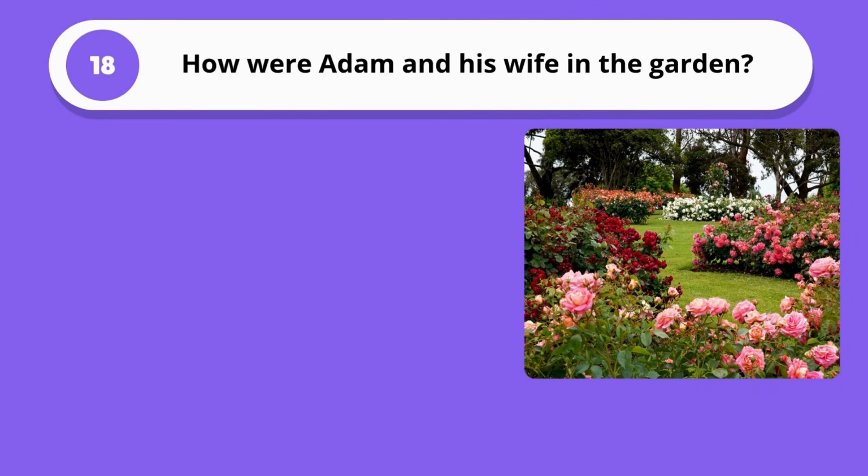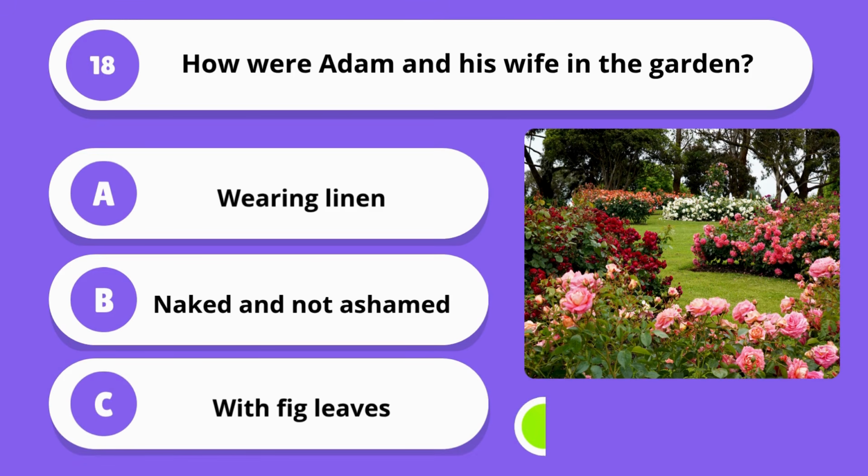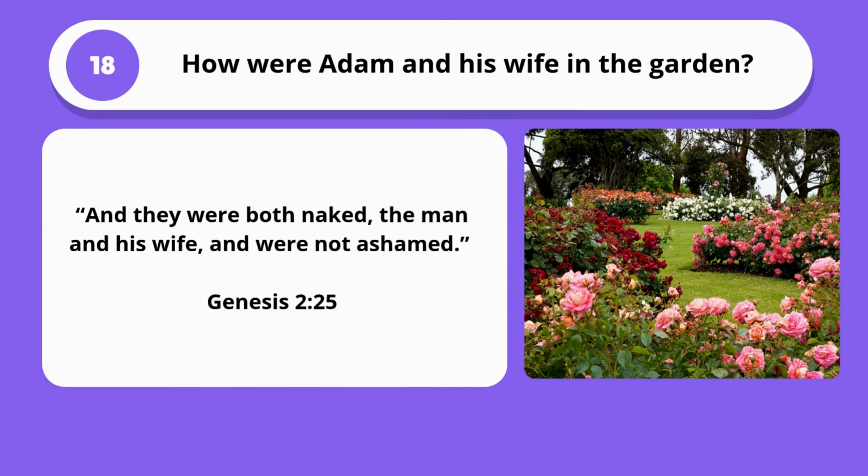Question 18. How were Adam and his wife in the garden? A. Wearing linen, B. Naked and not ashamed, C. With fig leaves. The correct answer is naked and not ashamed. And they were both naked, the man and his wife, and were not ashamed. Genesis 2:25. Let's continue.